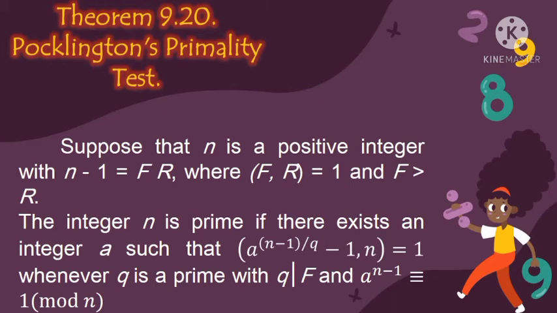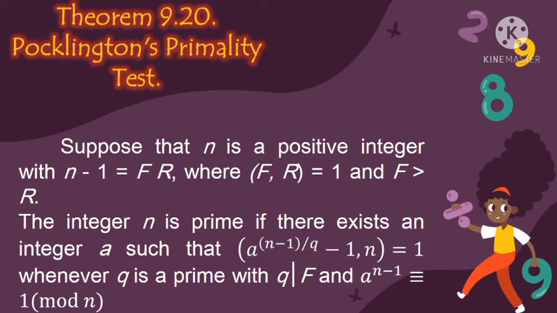This is Theorem 9.20, Pocklington's primality test. Suppose that n is a positive integer with n minus 1 equal to f times r, where f and r have their GCF equal to 1 and f is greater than r. The integer n is prime if there exists an integer a such that the GCF of a raised to n minus 1 divided by q, minus 1, and n is equal to 1 whenever q is a prime that divides f, and a raised to n minus 1 is congruent to 1 modulo n.